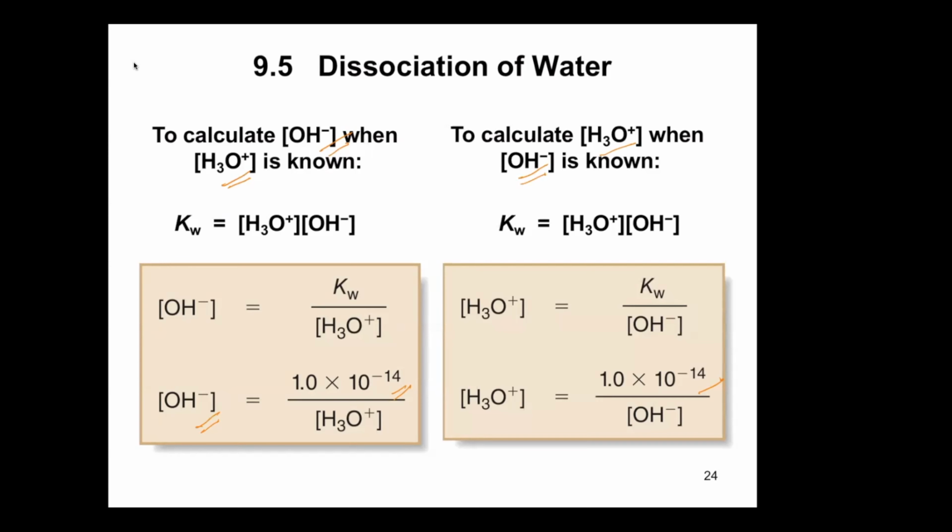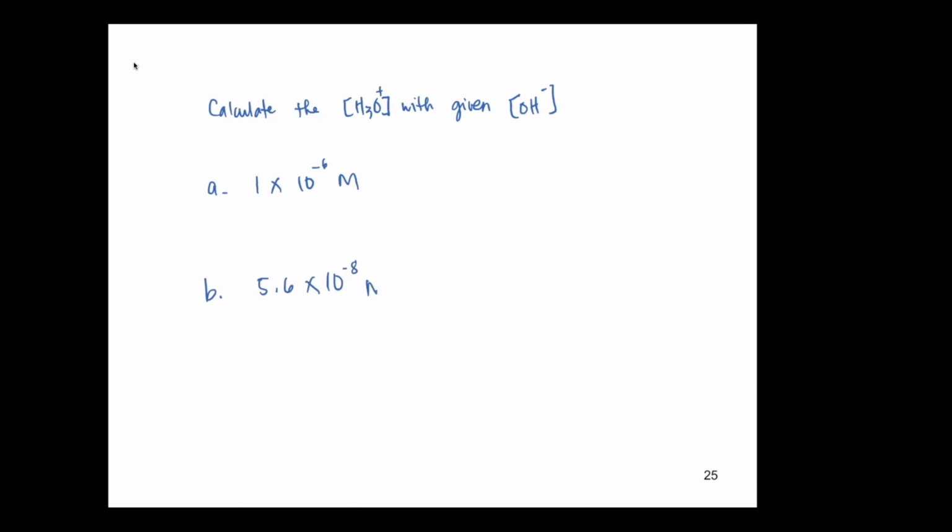Okay. So for example, we have to calculate the hydronium ion concentration with the given OH concentration. We can have 1 times 10 raised to negative 6 molar, and then we also have 5.6 times 10 raised to negative 8 molar. Okay, is there someone who wants to answer the first example?